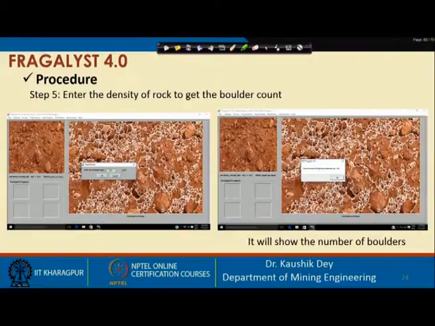The user is always given a facility, because automatically the edges may not be detected properly. So, the user has the option to manually select the edges using the cursor in the software, so that they can be accurately selected. After selecting this, as the scale is already given there, the equivalent area is computed by the software. By this way the area is considered and the size is calculated from that area.